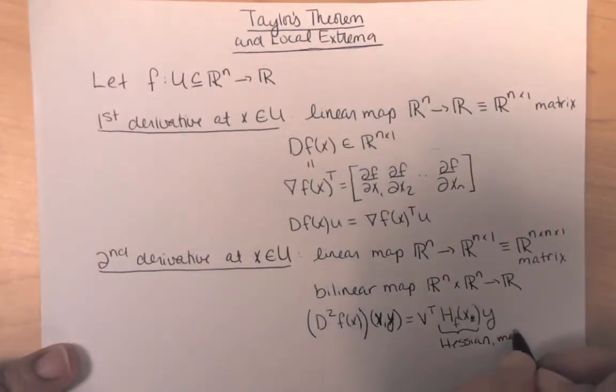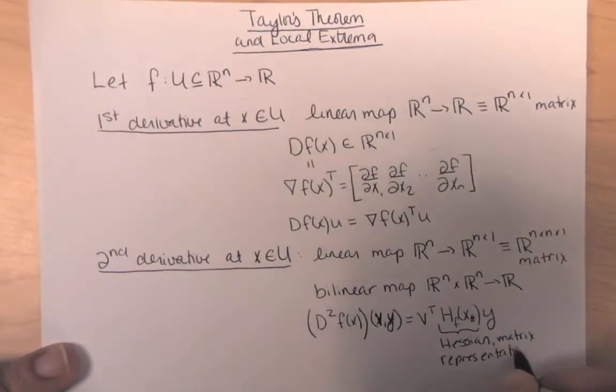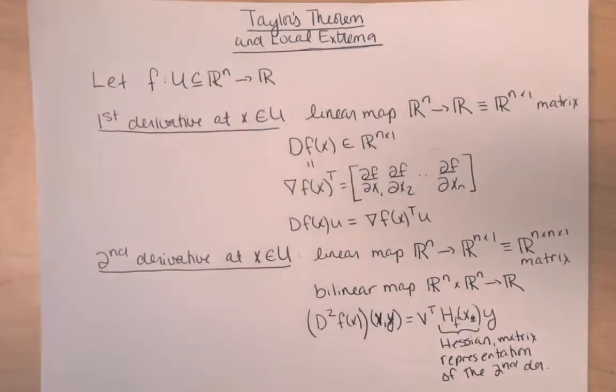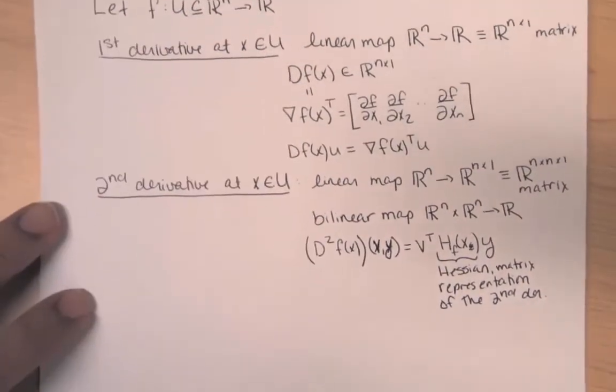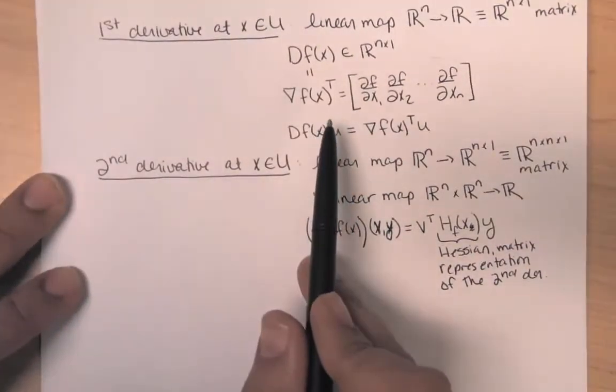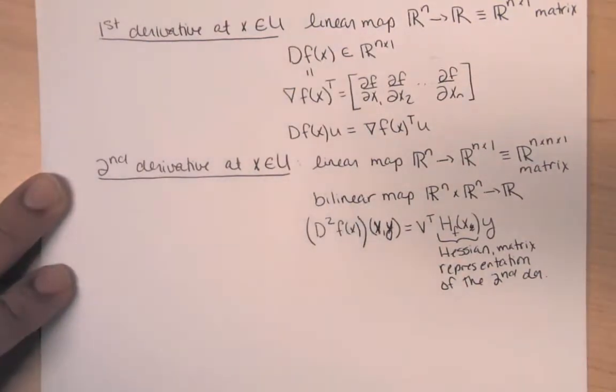It is the matrix representation of the second derivative, right, which we discussed in the last lecture. So if the first derivative is a linear map, the second derivative can be thought of as a bilinear map. Well, then the third derivative is a trilinear map.